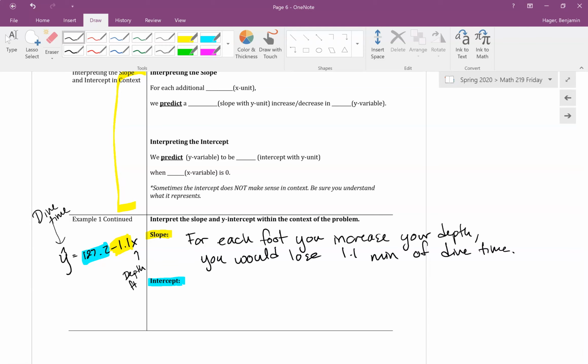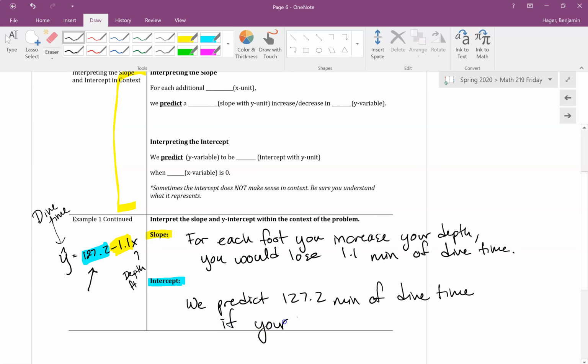And what does the y-intercept mean? Remember, the y-intercept happens when your input, your x value, is 0. So what that means is that you would have 127.2 minutes of dive time if your depth was 0. We predict 127.2 minutes of dive time if your depth is 0 feet.